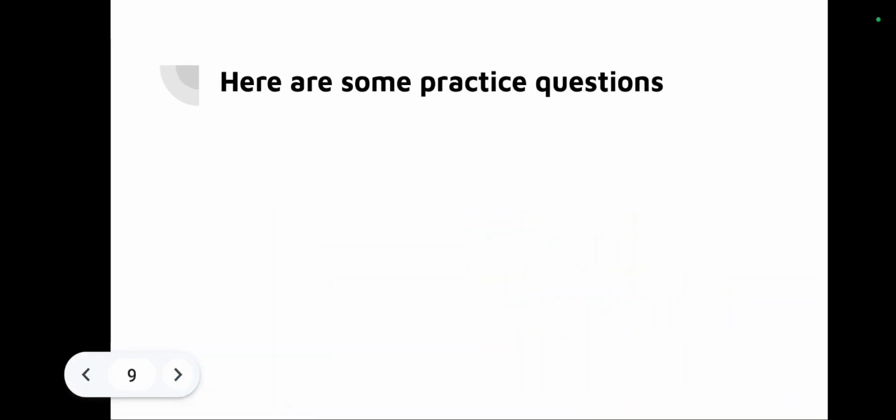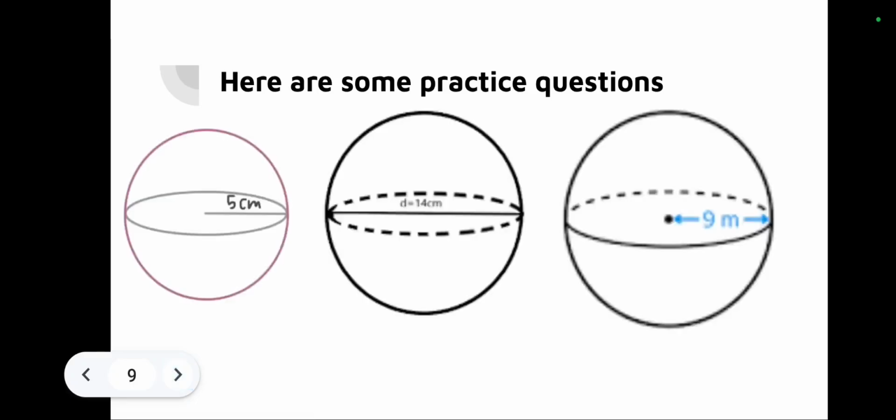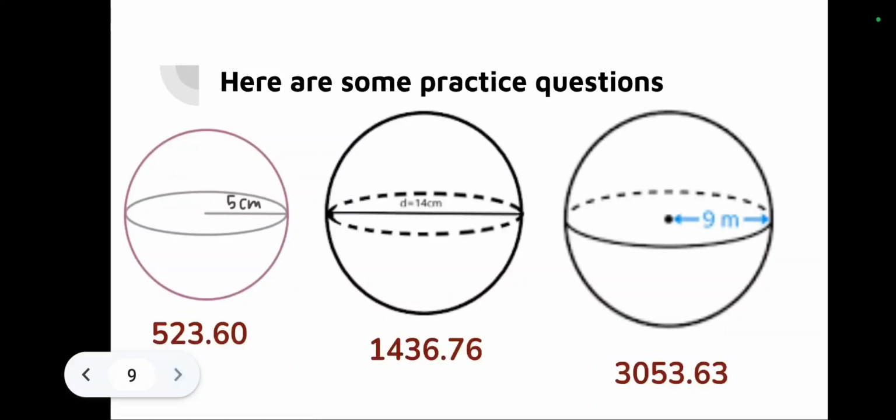Here are some practice questions for you to try. Remember to round to 2 decimal places. And here are the answers. Make sure that for the middle question, you remember to half the diameter to get your radius.